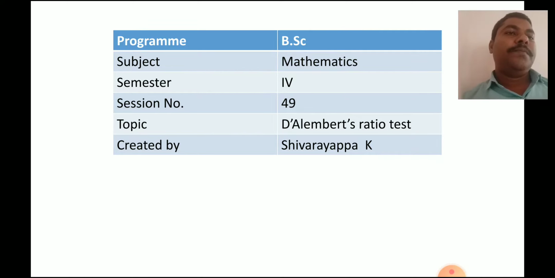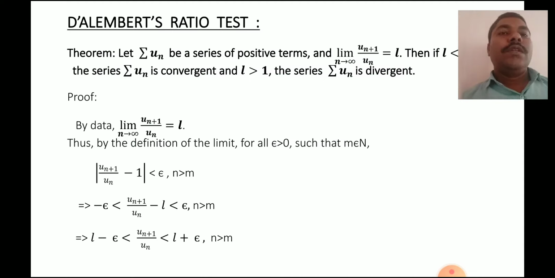In this session, we will discuss D'Alembert's ratio test theorem. Let summation un be a series of positive terms and limit of un plus 1 by un as n tends to infinity is equal to L. Then, if L is less than 1, the series summation un is convergent, and if L is greater than 1, the series summation un is divergent. D'Alembert's ratio test fails if L is equal to 1.